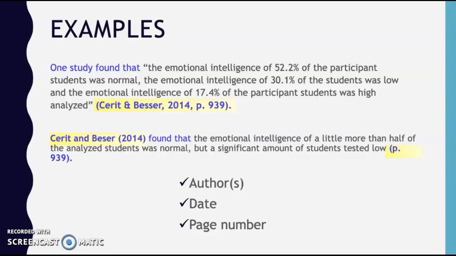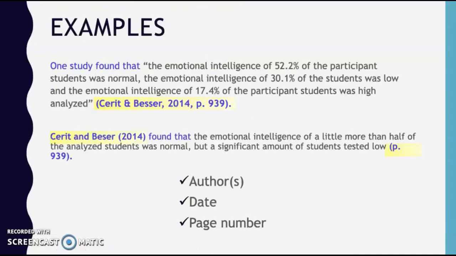The second example includes the citation at the beginning and the end. Serrett and Besser, in parentheses 2014, found that the emotional intelligence of a little more than half of the analyzed students was normal, but a significant amount of students tested low. Notice that there is no period yet. Open parentheses, page number, close parentheses, then the period. You will always need these three pieces of information: the author, the date, and the page number. Where you put them in the sentence is up to you, as long as you always include those three important pieces of information.